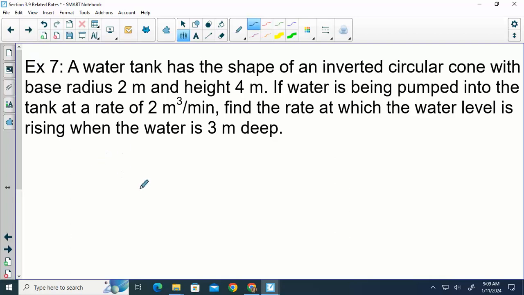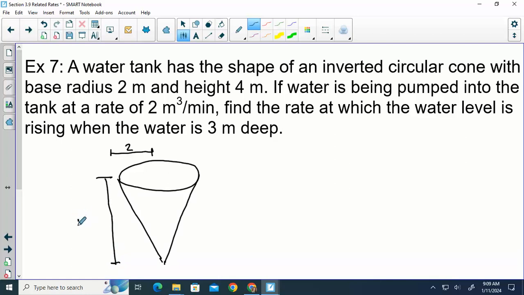So we have the base radius is 2 meters. So that means if I'm looking here, this distance is 2, and the total height of this cone is 4. Do a quick check. Are all my units meters in this problem? Okay, so we're okay. If I gave you something in meters and something in centimeters, we'd have to convert first. But all of our units match, so we're good.